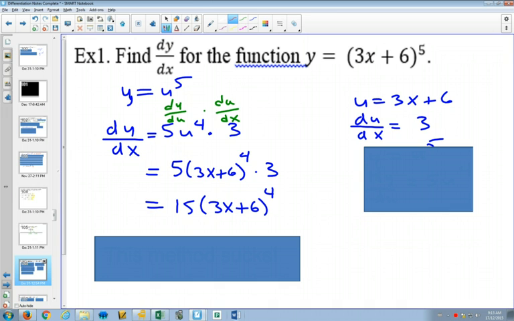Eventually you're going to be able to go to this directly. You're going to be able to say, what's my outside function? My outside function is my power. So the 5 comes out in front, subtract 1 from the exponent. And the key thing here is you take one little step at a time. You don't over-derive. Take one little derivative at a time. So if I'm taking the 5 out in front and subtracting 1 from the exponent, this part doesn't change. Then I look at my inside function and say, can I take a derivative of that inside? Yes, it's 3. And then you multiply by 3.